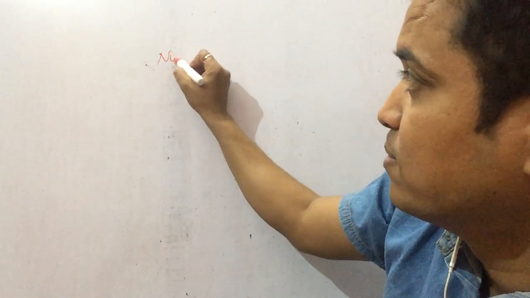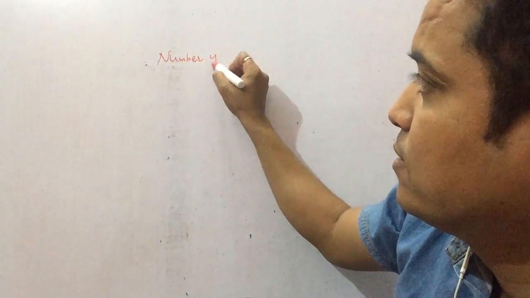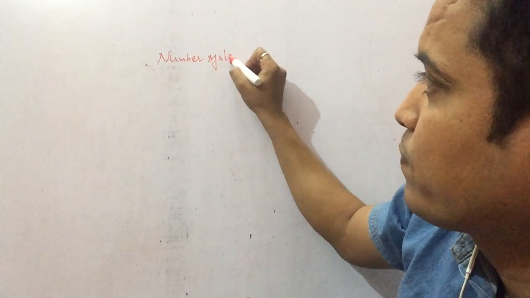Today we are going to discuss the most important topic of mathematics, the number system. So first we talk about the natural numbers.